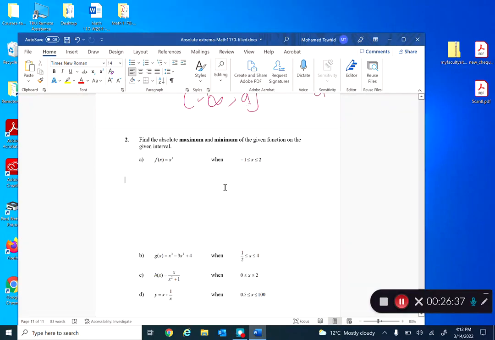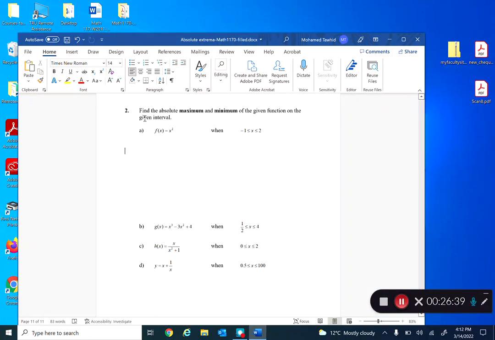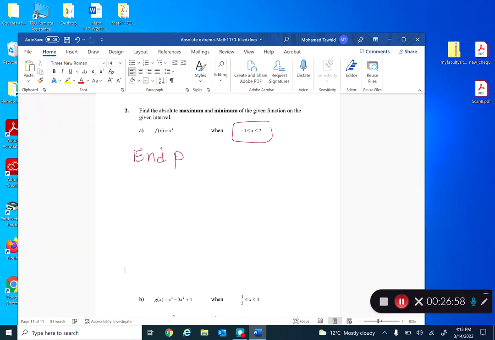Okay, let me give you one example here. What is the question? Find absolute minimum or maximum for the given function. f of x equals x squared. What is the domain? x between -1 and 2. So what I have to do here: you first have end points, where you could have minimum or maximum, which are -1 and 2. Here x between -1 and 2, that is your a and b.